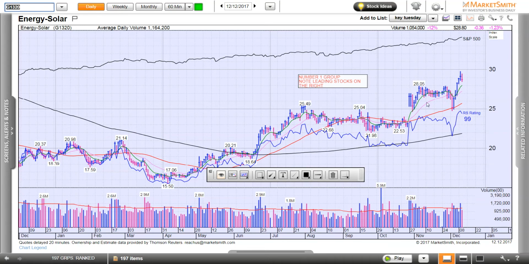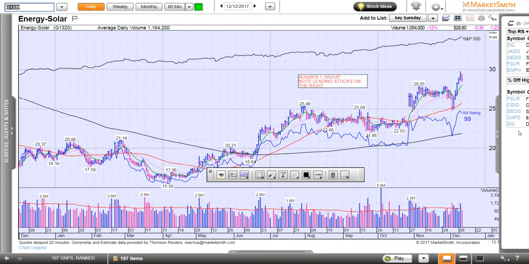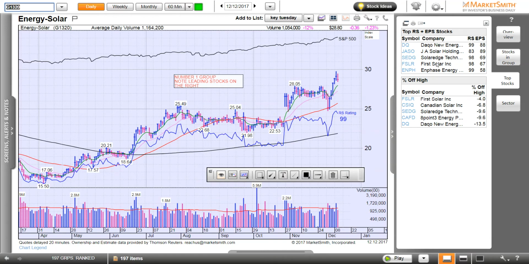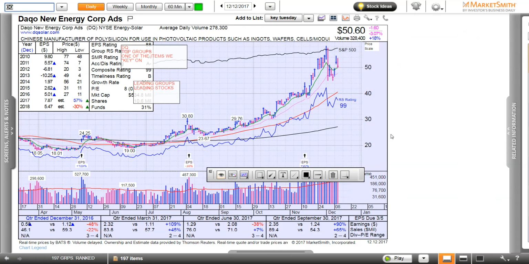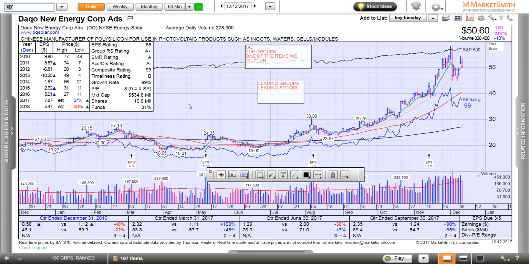No leading stocks on the right. Over here I click this. These are the leading stocks: top relative strength and earnings per share rank stocks, and stocks that are percent off high. These are the leaders in this group. I'll show you something really great here. Here's DQ. This is the number one stock in the number one group, and it's been the number one group for 3 months. So go back 3 months.